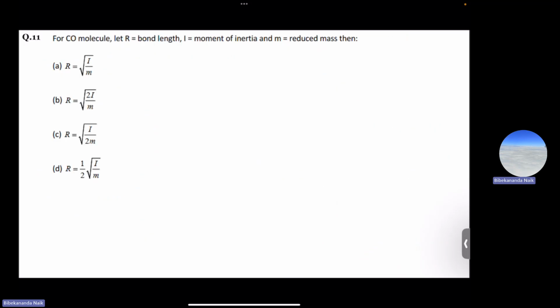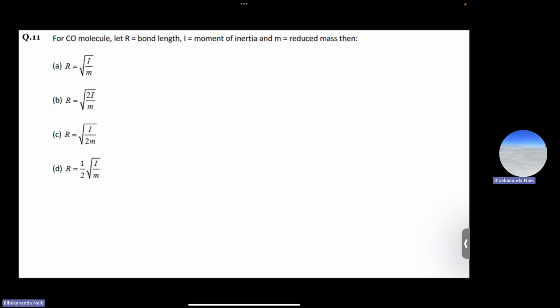So now we come to question number 11. Question number 11 says, for carbon monoxide molecule, let R be the bond length, I the moment of inertia, and M the reduced mass. Then what will be the correct relation? Option A, R equals root of I by M. Option B, R equals root of 2I by M. Option C, R equals root of I by 2M. Or option D, R equals root of half I by M.